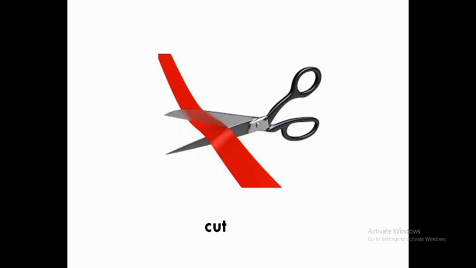Cut. We say cut when we want to divide or remove or make a material smaller, such as paper or fabric, using a knife or scissors. For example, cut the bread into small pieces.